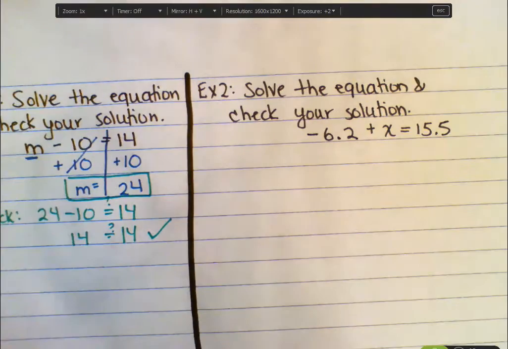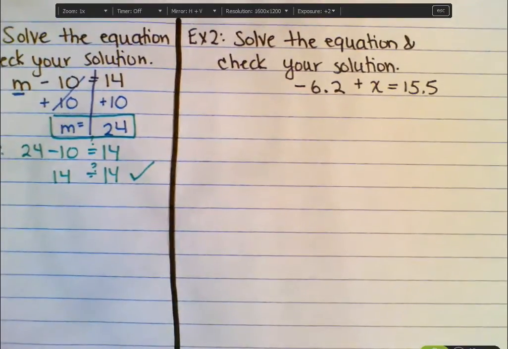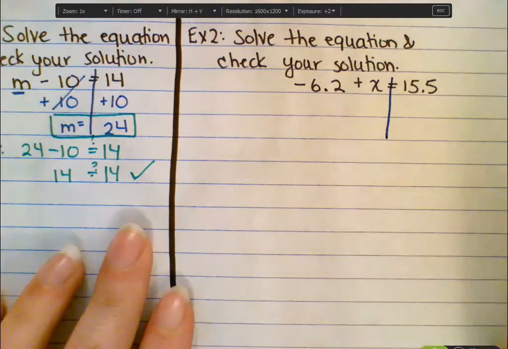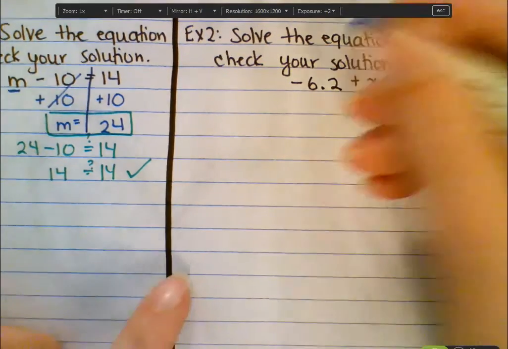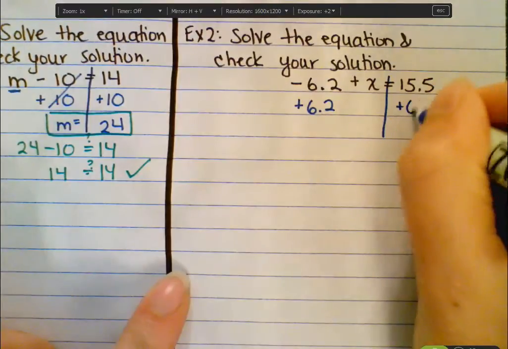Alright, so this one might not be quite as obvious in terms of what the solution is by just looking at it. So I'm going to go ahead and do the same process. I'm going to draw a line down. And I need to get x by itself. Now I have this negative 6.2. The only way I can get rid of it is by adding 6.2 to both sides.